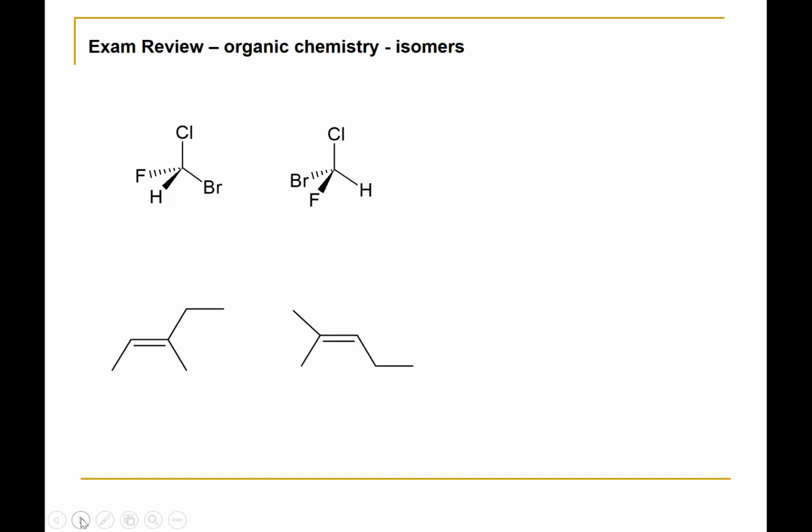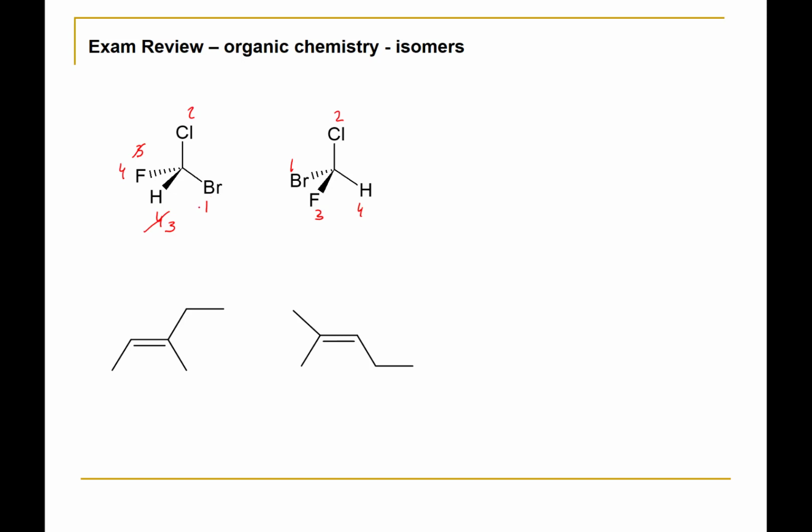To decide whether or not these are non-superposable mirror images, rather than try to rotate the molecules all around, I'm going to assign absolute configuration. So to do this, I'm going to prioritize according to atomic number. So we have 1, 2, 3, 4. And then over here, 1, 2, 3, 4. Now, unfortunately, the lowest priority group is not going back, and we need that in order to assign the absolute configuration. So I'm going to switch the hydrogen's priority with the fluorine's priority. And now the lowest priority group is going back.